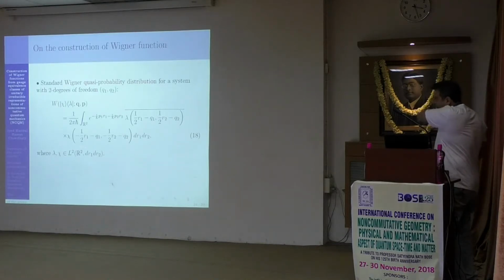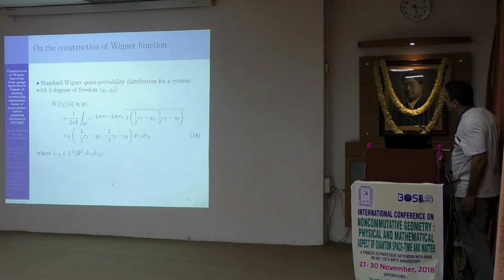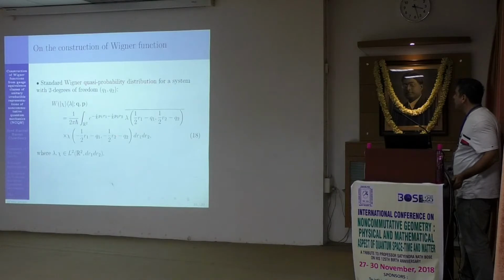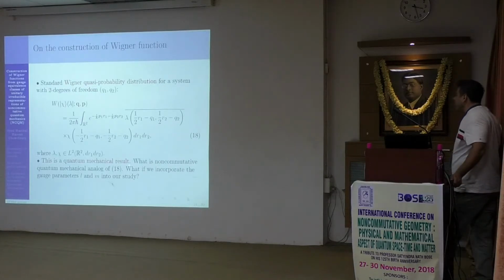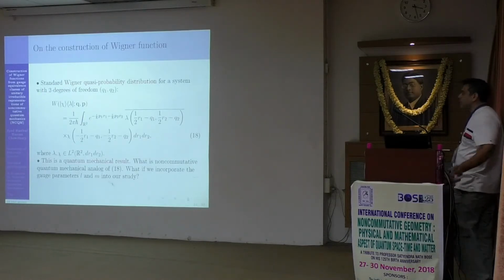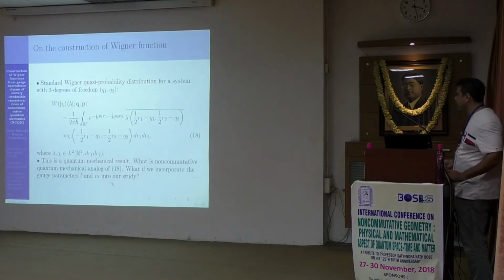Here, lambda and pi are L2 functions on R2. So this is what Wigner wrote in his seminal paper. This is the quantum mechanical result. What is the non-commutative quantum mechanical analog of it? That is the question we are addressing. So how does Wigner's formula look? We have found that we can figure it out entirely by approaching the problem group theoretically, from all the representations of the nilpotent group G and C.